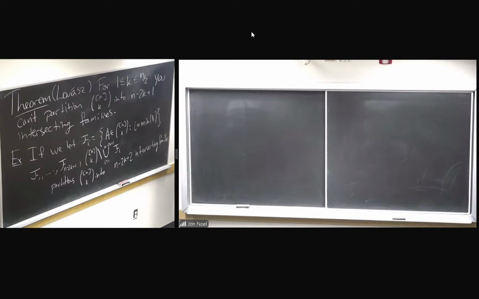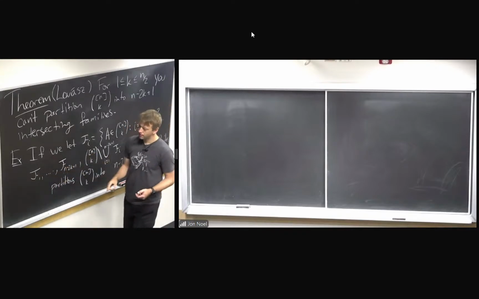Okay. And briefly, the idea here was F_1 is all the sets that contain 1. So that's intersecting. And then you take F_2, which is all the things that contain 2 but don't contain 1, but they all contain 2, so that's intersecting. And you keep doing that.